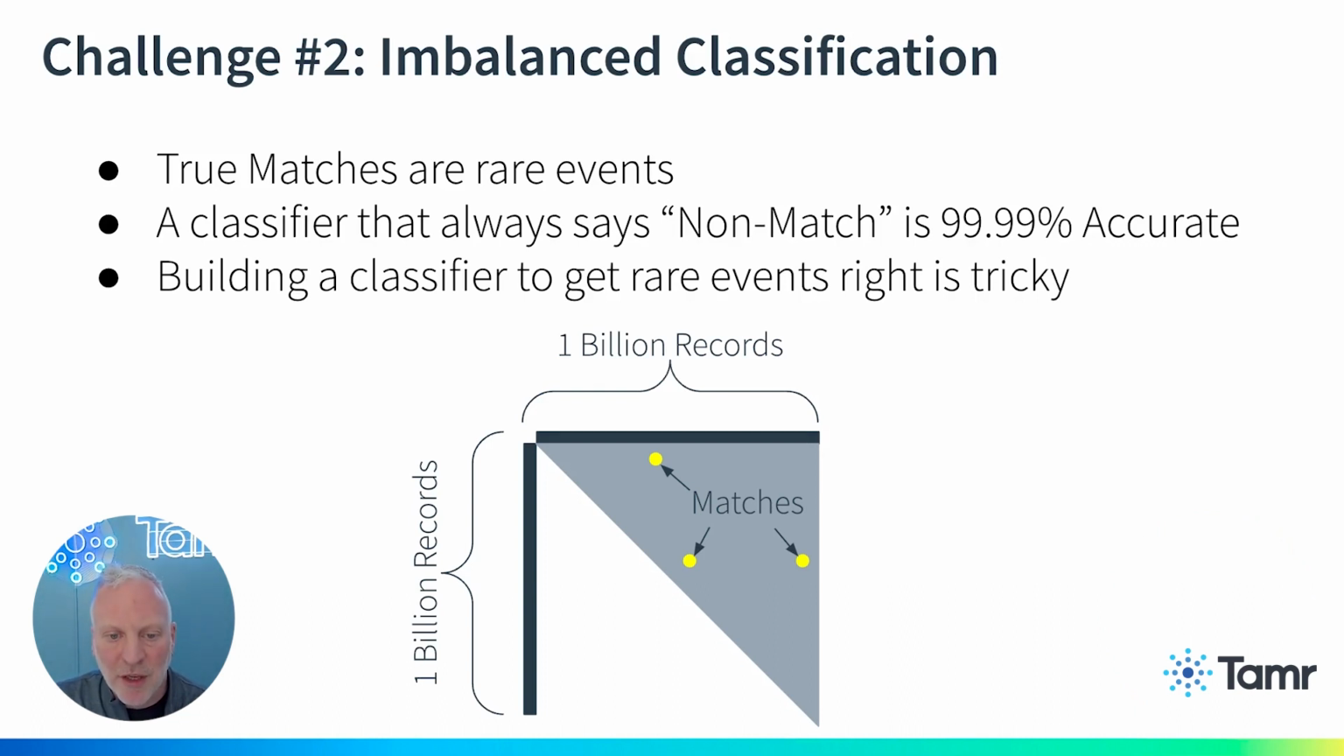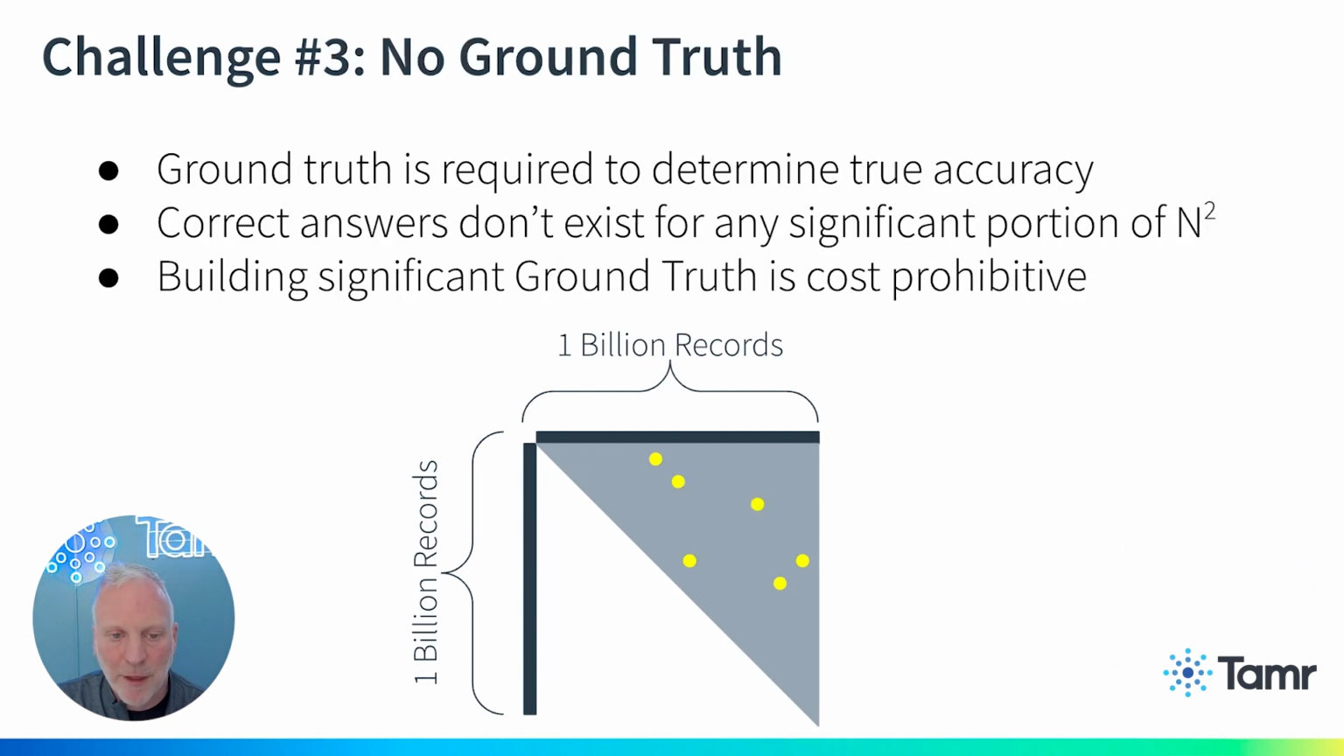Building a classifier to get these rare events right is tricky, and we need a classifier that gets those rare events right because those are the ones that we actually care about. When it comes to building an accurate classifier, we have another challenge, which is that there is no ground truth. We don't have correct answers for any significant portion of that n-squared comparison space, and those answers are required to determine true accuracy. What's worse is building out any significant ground truth is cost prohibitive. It requires an enormous amount of subject matter expert time.